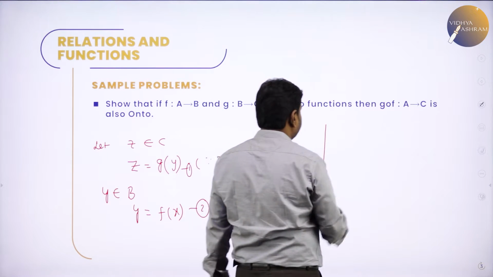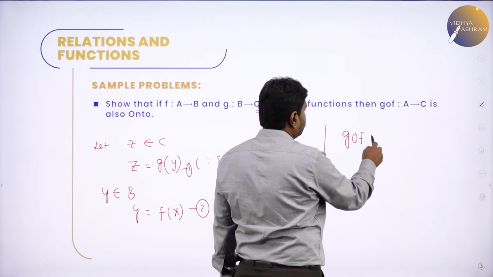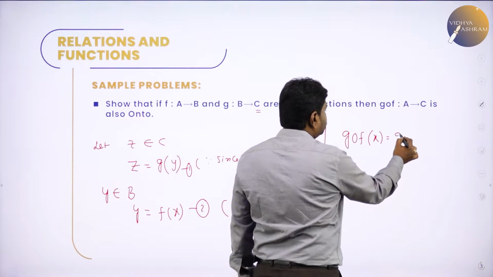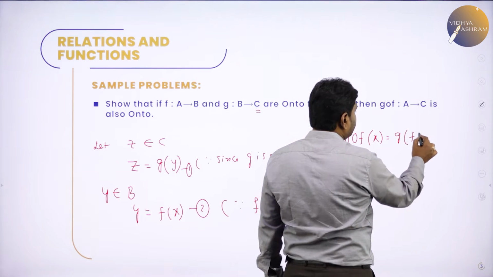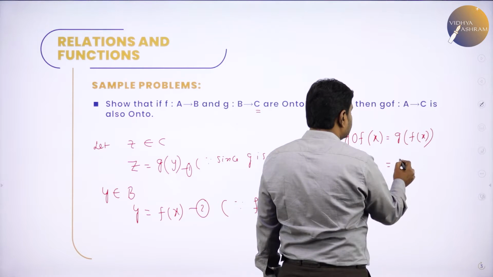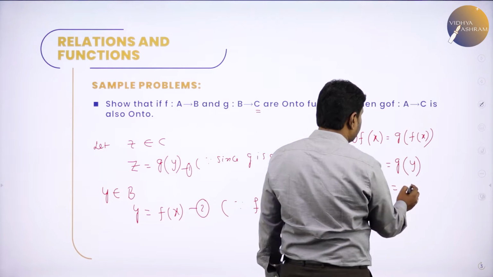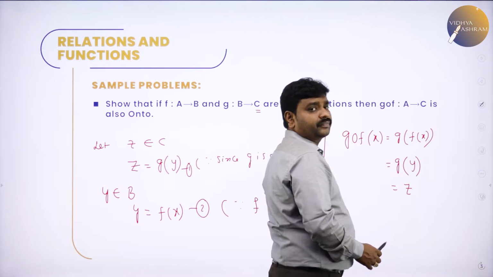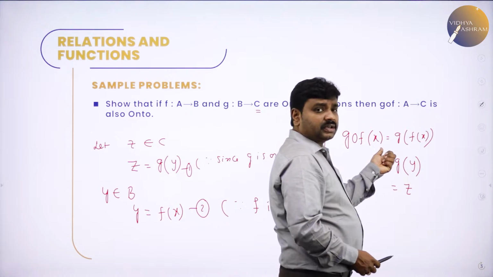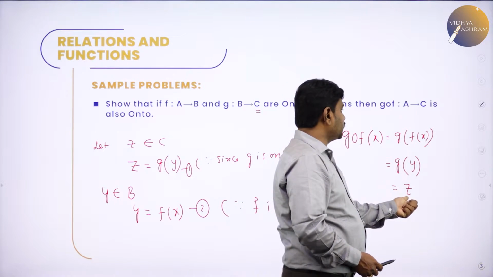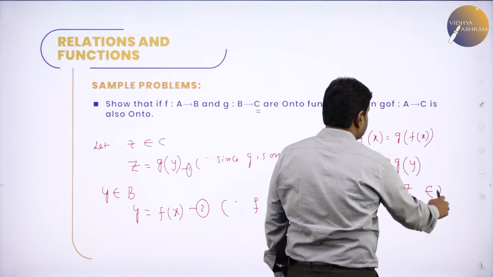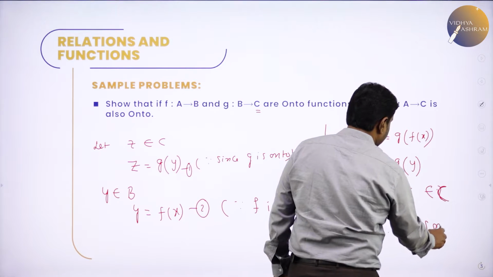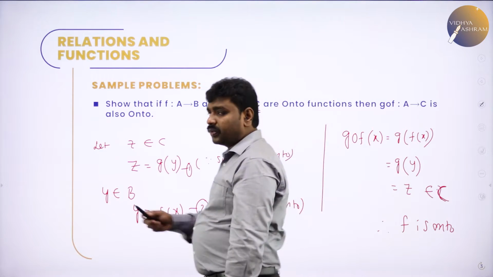Now I'll take GOF of X. All of you know GOF of X means G of F of X. G of, what is F of X? Y. What is G of Y? Z. And Z belongs to what? C. So when I find the image of the element, it is present in C. That belongs to C. Therefore GOF is onto. So now we proved 1 and 2 and onto.